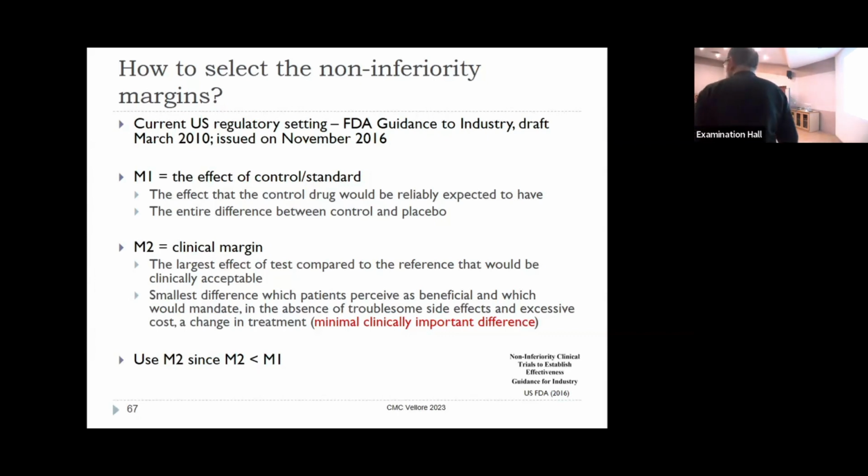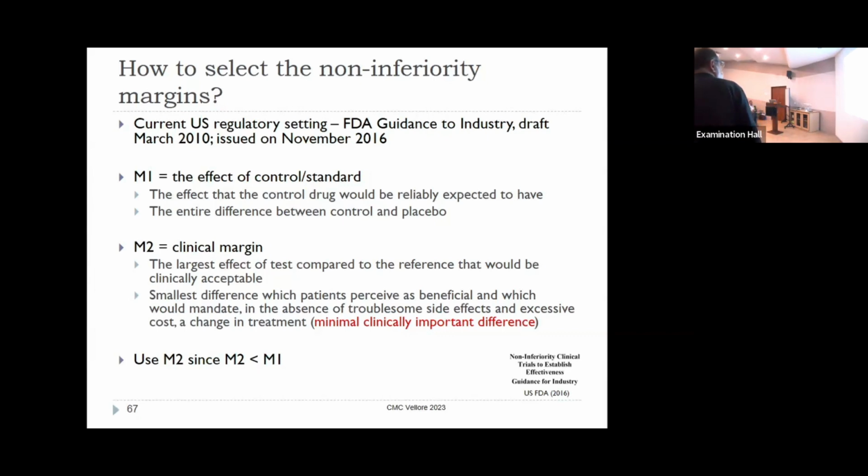Where do you get that from? From the literature, or some previous study that somebody has done. Then you say M2 should be the largest effect of test compared to the reference that would be clinically acceptable. And it should be smaller than M1.